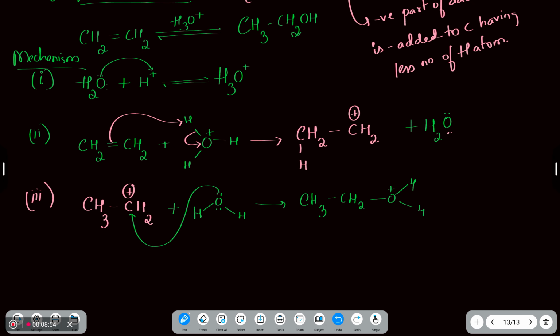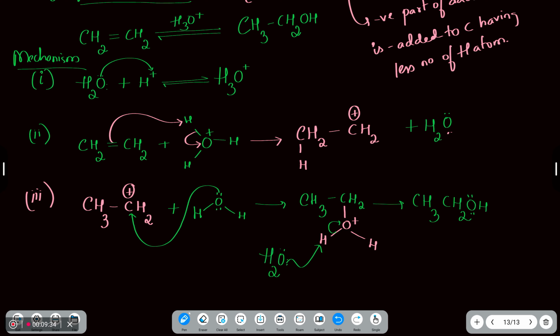Attack. You're not supposed to bond like this. This bonding means it is bonded to whom? Hydrogen. Hydrogen cannot be bonded. Carbon is bonded. So you'll have to write from carbon, oxygen. Oxygen carries a positive charge. Now what will happen? Next step, who will come and attack? Water. Now water will come and attack the hydrogen. You give back the electron to oxygen and you have CH3, CH2, OH with the lone pair of electrons.